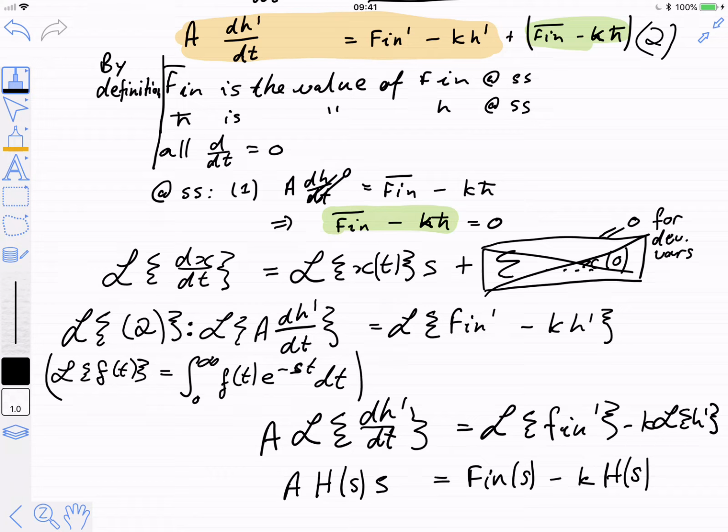So once we have a set of linear equations, this notation over here, this big H, is just how we write the Laplace transform of an unknown function. Right? So we'll just have a Laplace transform of an unknown function.